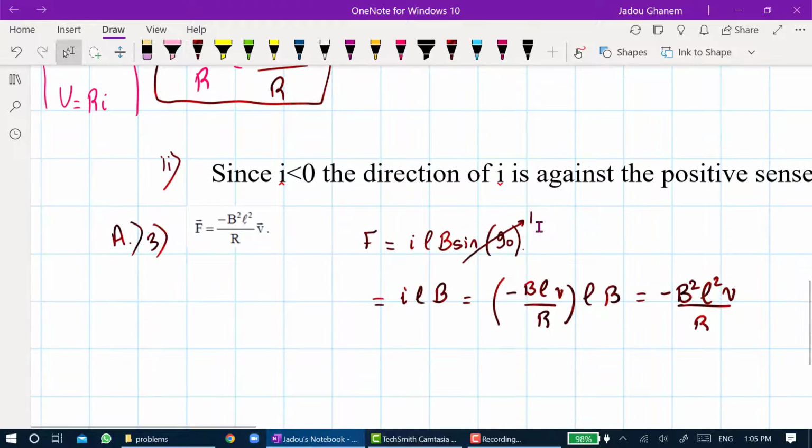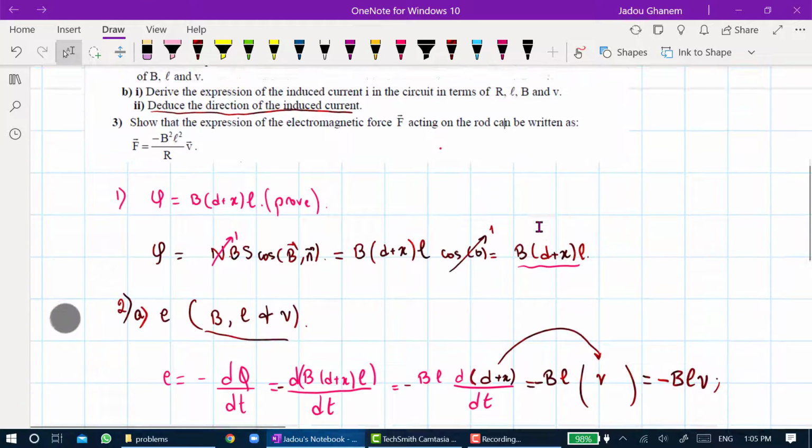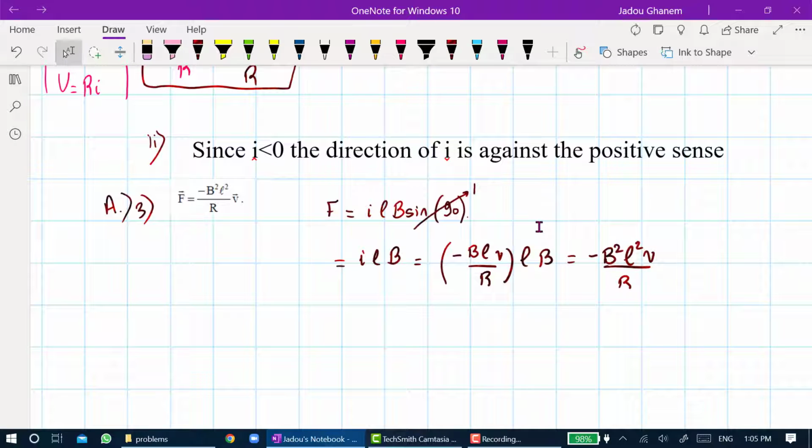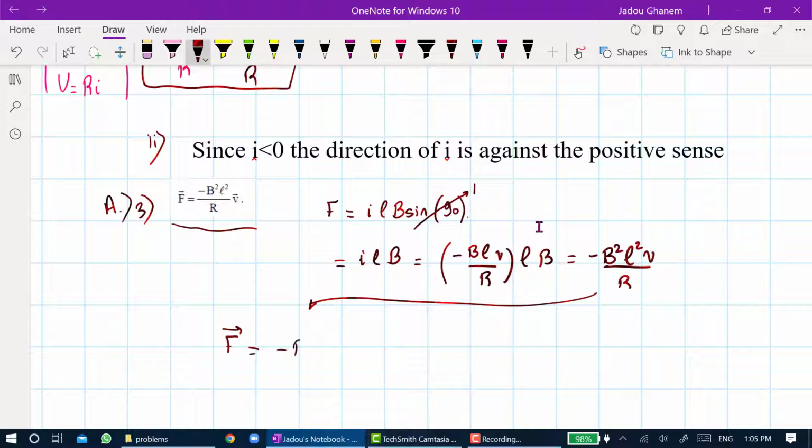In case we want to find the vector, then we can just add vectors, since they wrote here F in vector form. Don't forget that the Laplace force is a vector, so it has a direction. So we can write this one and finish it by writing F vector equals minus B square L square over R, and the vector form for F will be represented by a vector on the velocity. That's all for part A. We'll start with part B.